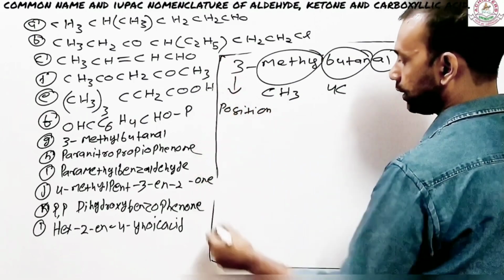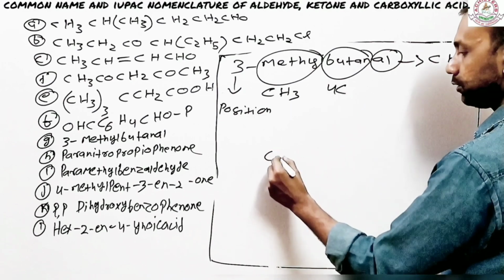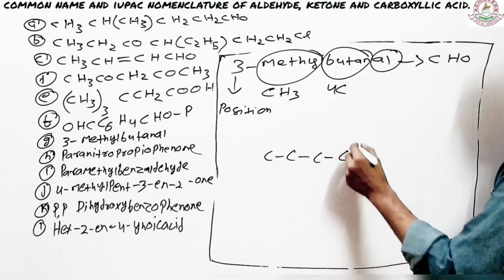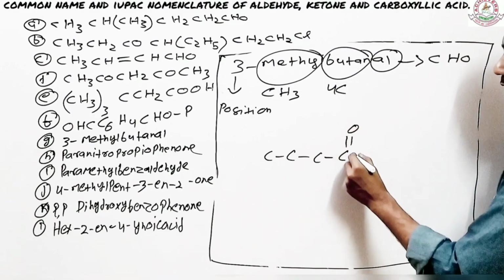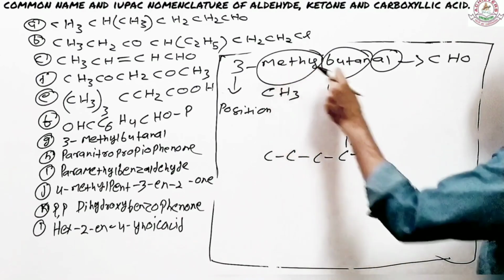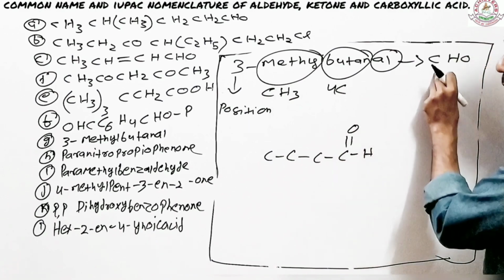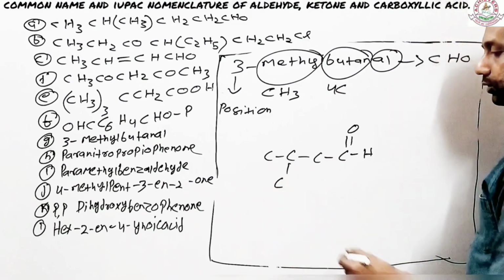So based on that, now I will do that. First thing you need to do, draw 4 carbons in a chain. 1, 2, 3, 4. And since you do know that the aldehyde always comes on the terminal, this is your aldehyde. Right? And on the third position you have methyl. This is going to be 1 because this is the priority, very important functional group. So 1, 2 and 3. So this is what the methyl group looks like.